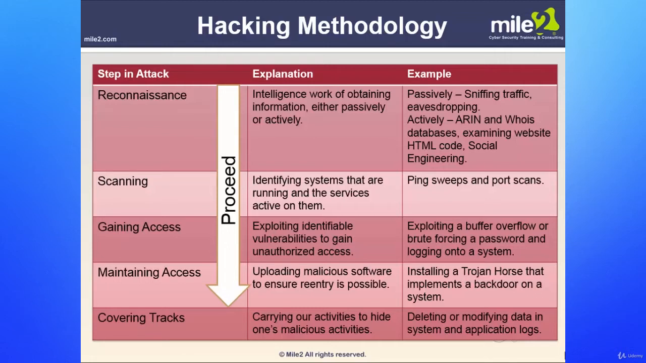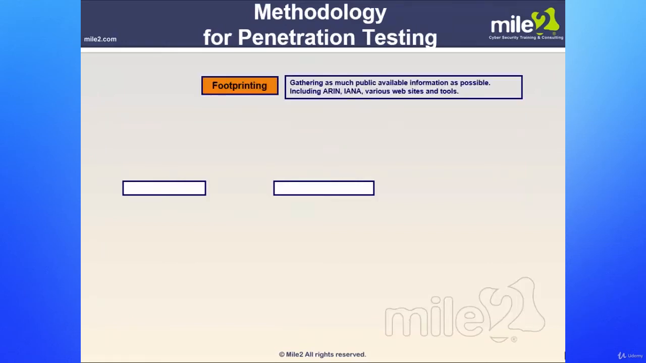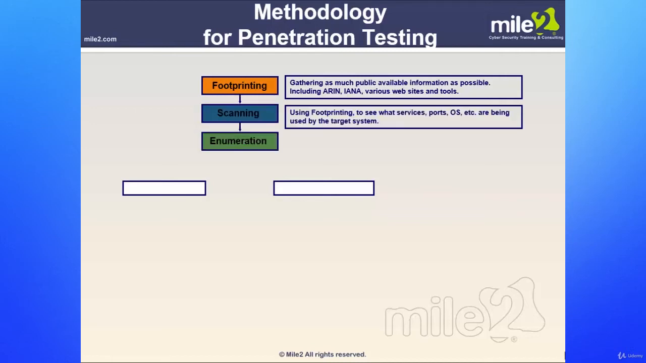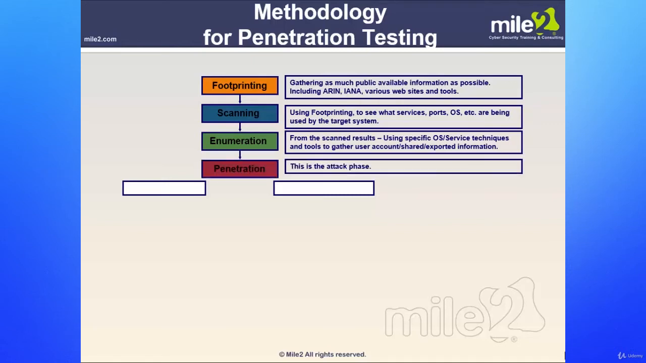and covering our tracks. So the methodology for pen testing: basically we start off with footprinting. We want to gather as much publicly available information as possible, and we can get this through ARIN, IANA, various websites and tools and so forth. Again, we'll have a whole section just on that. Again, the scanning portion, enumeration. We just talked about this, right? And then here we get into what's called the penetration side.